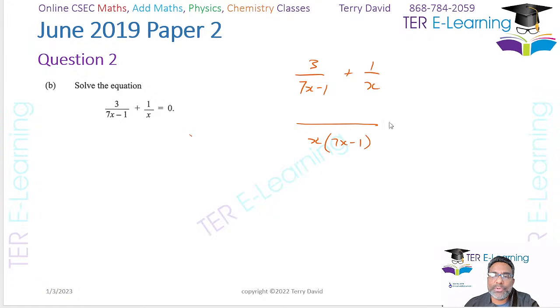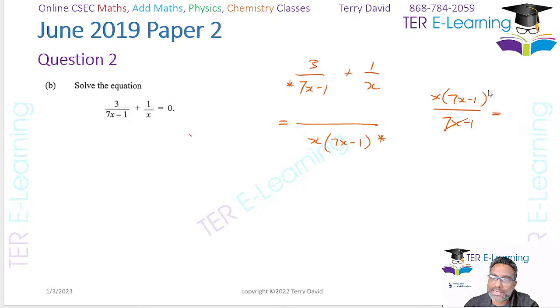Now, what am I going to do next? What I need to do now is take this here, which is my LCM, and divide it by this. So watch carefully what I'm doing here. I have x, open brackets, 7x minus 1. That's my LCM. I am dividing that by 7x minus 1.